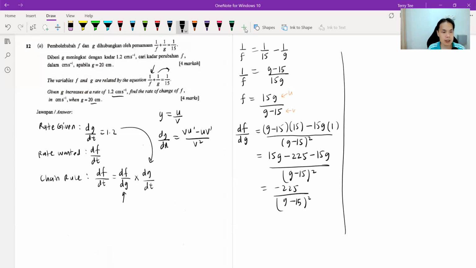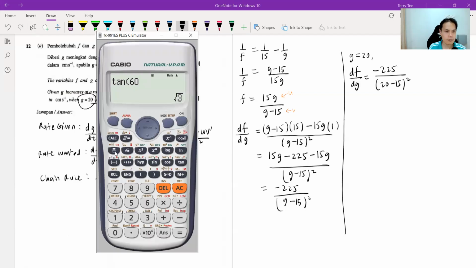But I need to sub in here. And we want to find your df/dg when your g is 20. So when your g is 20, your df/dg is now negative 225 divided by (20 minus 15) squared. Okay, use our calculator. All right, negative 225 divided by, 20 minus 15 is 5. Then you square it.